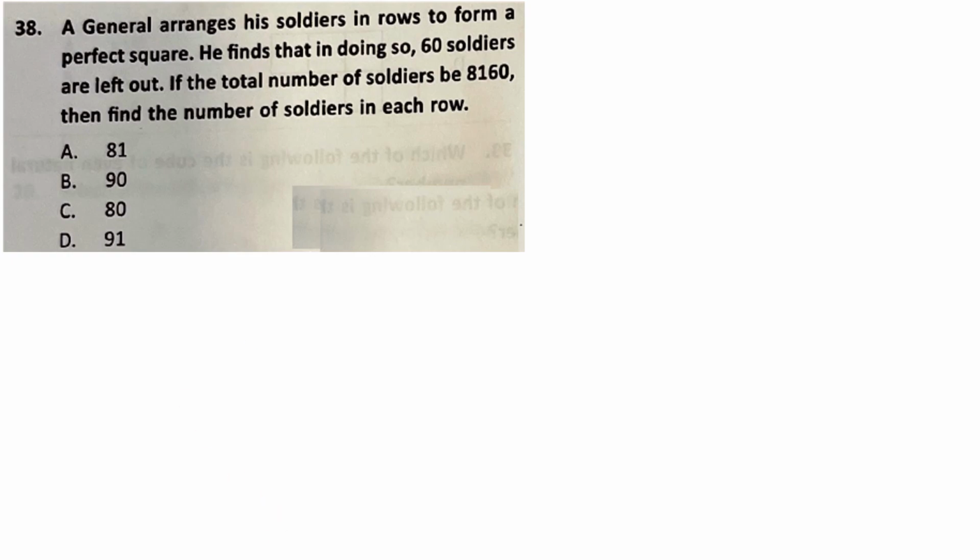It means 8160 minus 60 equals 8,100. These many soldiers only they were able to put in the rows. So the number of soldiers in each row will be the square root of 8100, which will give me 90. And you can see that 8100 is a perfect square, right? 90 square will give me 8100. So here the answer is 90.